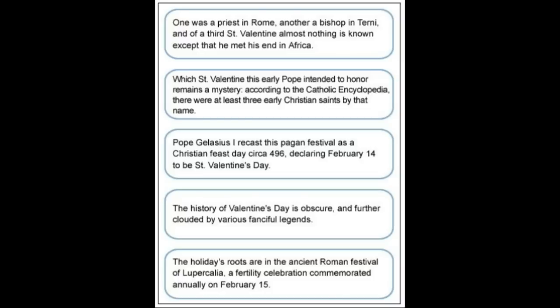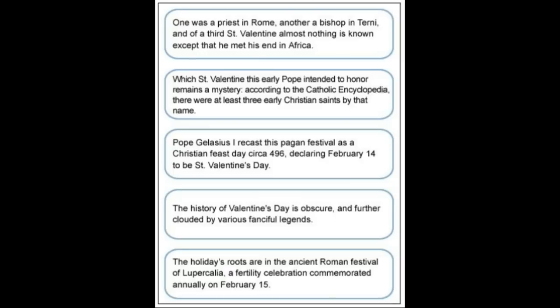says one was a priest in Rome. Again, why is the example now? Because the introduction doesn't connect to any example. Forget it. Then which Saint Valentine this early pope? Again, we have to have a pope. So we come to Pope Glacius first, because this pagan festival.